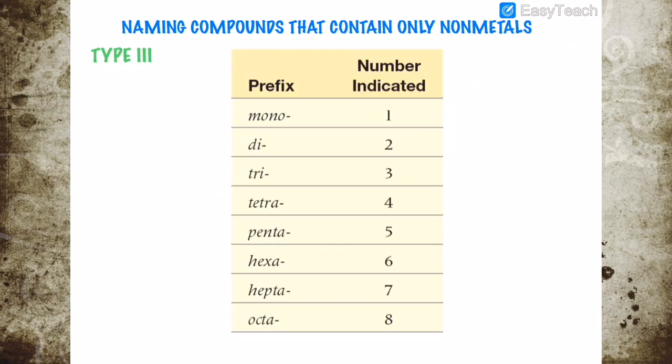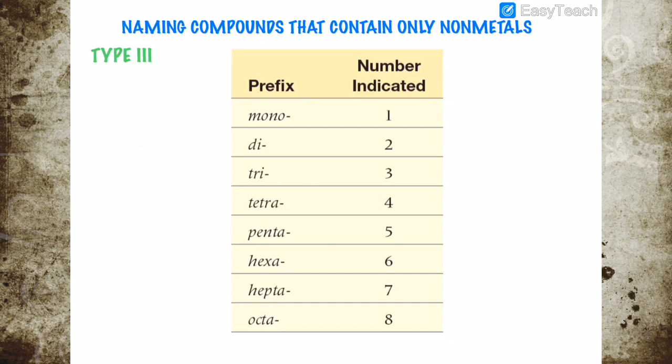Naming compounds that contain only nonmetals will be our type 3 compounds. The rule for naming the type 3 binary compounds is that the first element in the formula is named first and the full element name is used. The second element is named as though it were an anion. Prefixes are used to denote the numbers of atoms present.